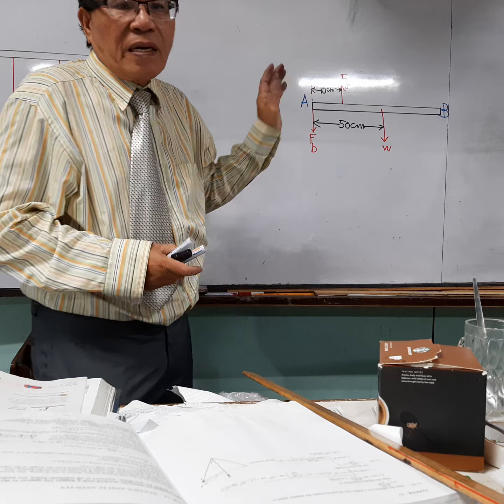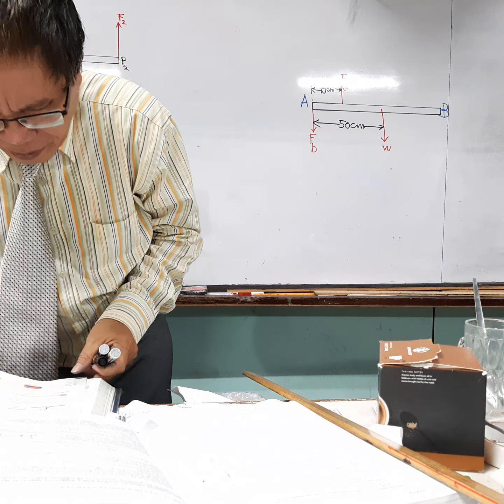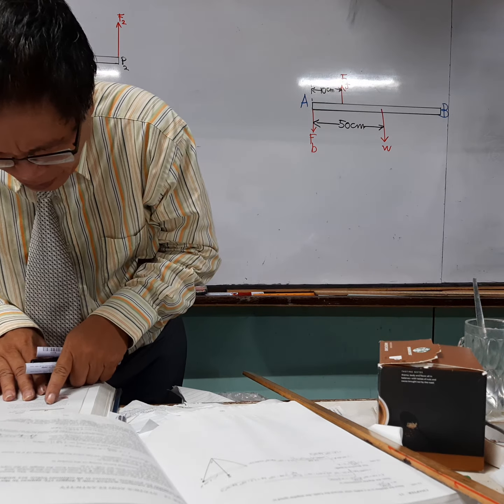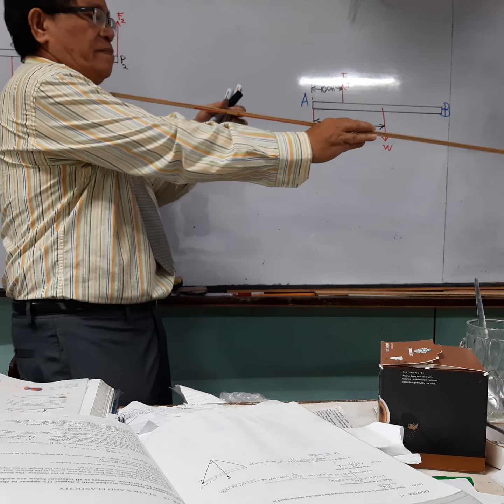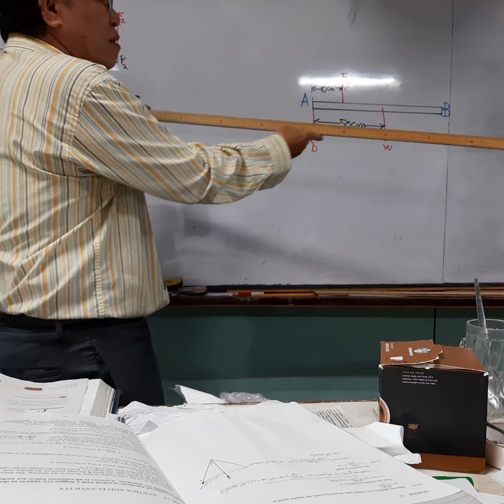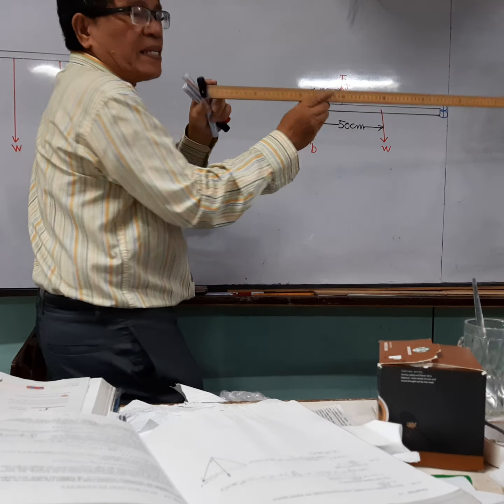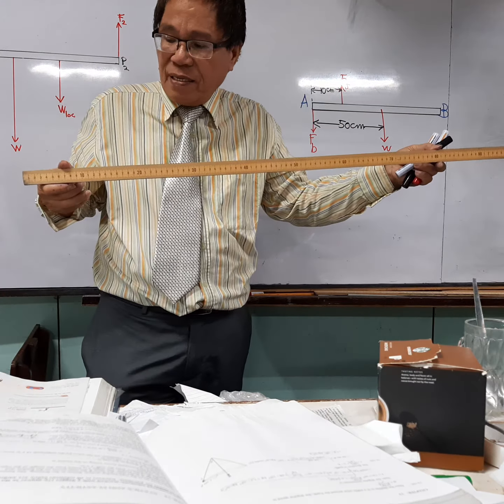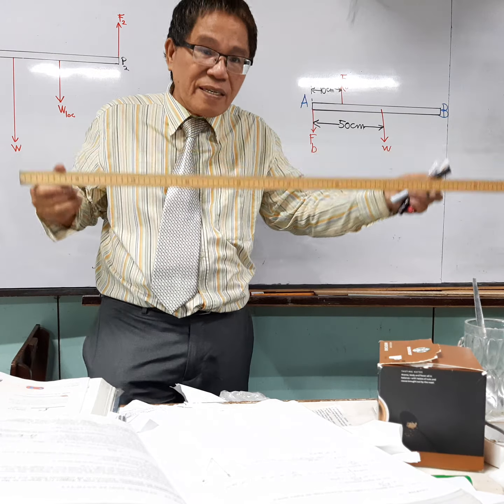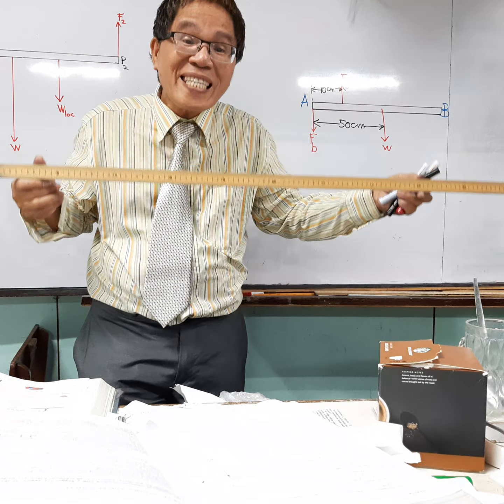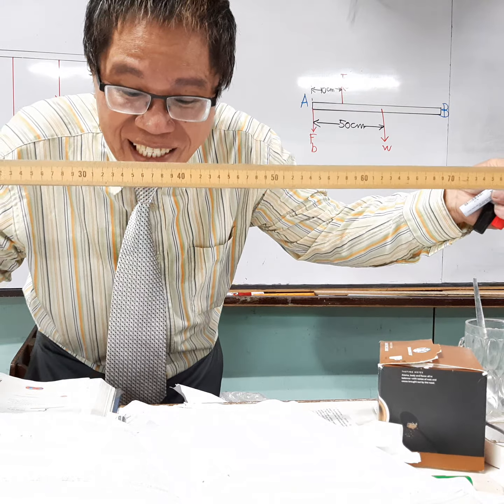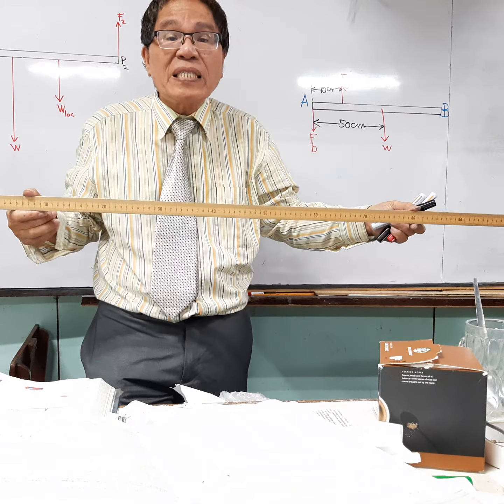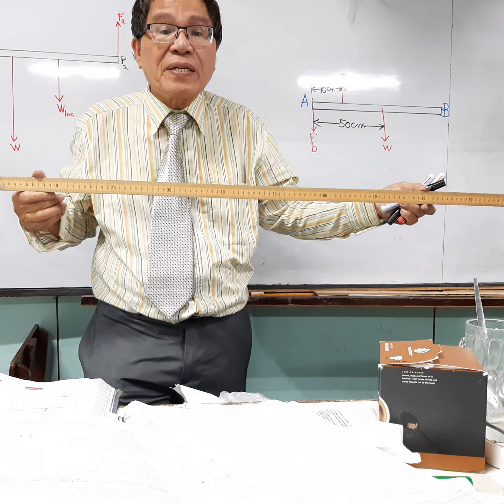Okay. Now, problem number 2 is about a meter stick. What is the length of this meter stick? The length of this meter stick is 1 meter because it is a meter stick. So 1 meter. In terms of centimeters, 100 centimeters.